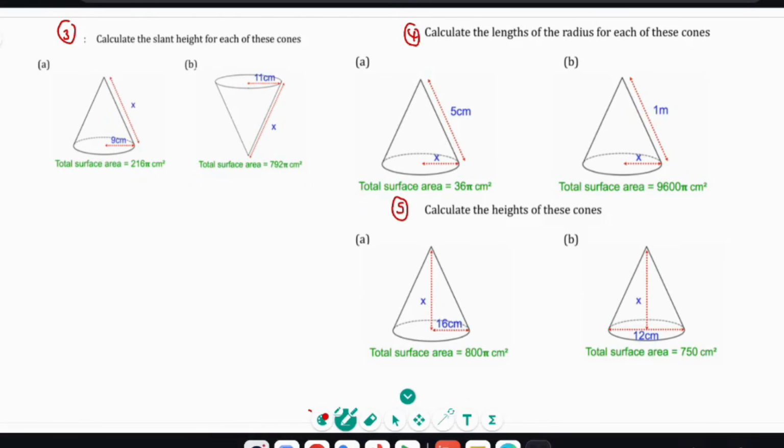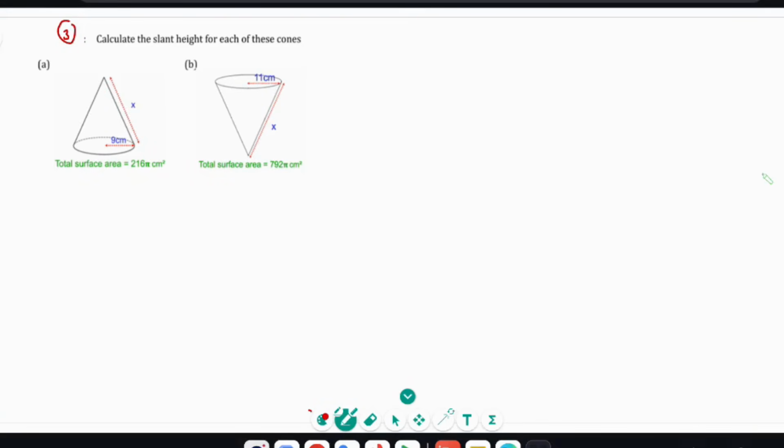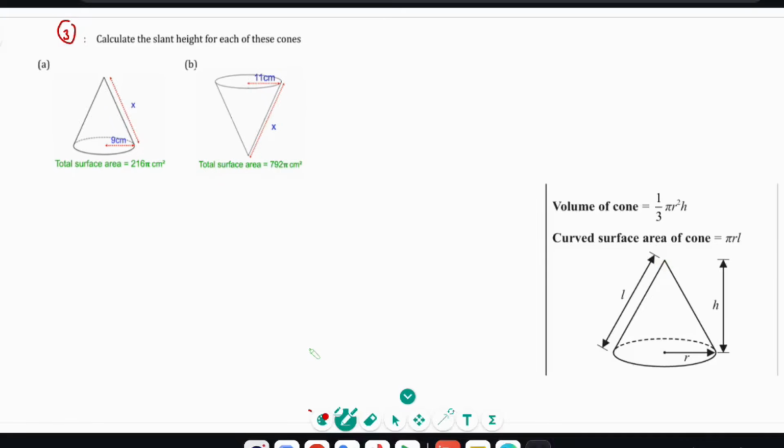So now we have some problem solving. For each of these questions, you're given the surface area. We need to work back to find the missing length. So have a go, pause when you're done. Okay, so calculate the slant height for each of these cones. For 3A, we have pi RL plus pi r squared, gives us the total surface area. Sub in the values, pi times 9 times L, which is our unknown. I'm going to substitute it in for x, plus pi r squared.